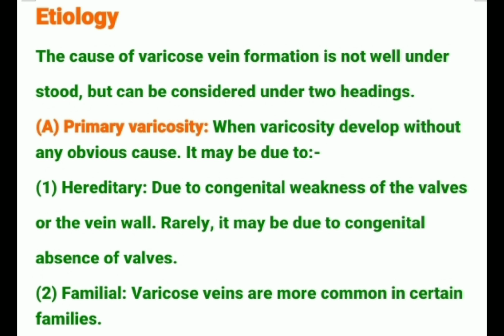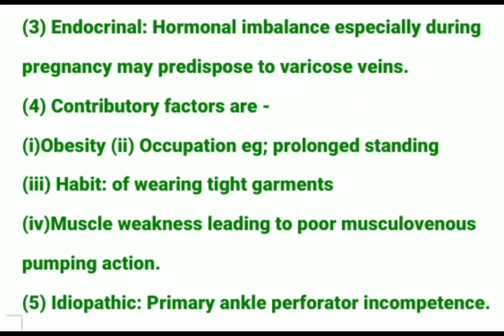Familial reasons. Varicose veins are more common in certain families. Endocrinal. Hormonal imbalance, especially during pregnancy, may predispose to varicose veins. And contributory factors are obesity, occupation of prolonged standing, and habit of wearing tight garments, muscle weakness leading to poor musculovenous pumping action, and idiopathic primary ankle perforator incompetence are the etiological factors which cause primary varicosity.